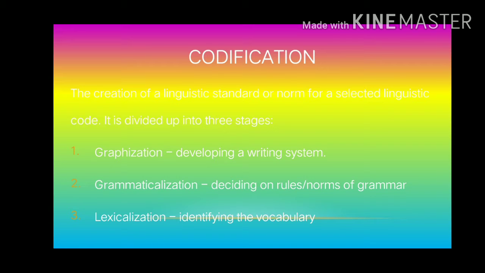The second one is codification. The creation of a linguistic standard or norm for a selected linguistic code. It is divided up into 3 stages. The first stage is graphization. It is developing a writing system. And the second one is grammaticalization. It is deciding on rules, norms of grammar.